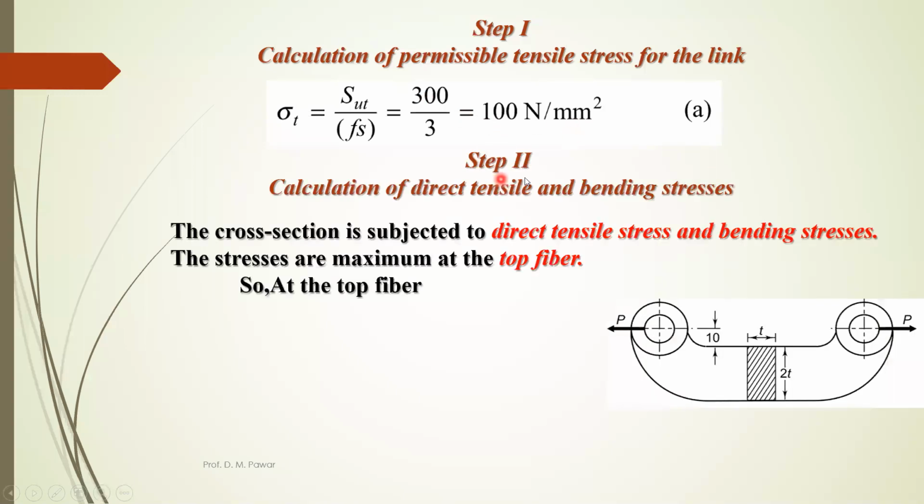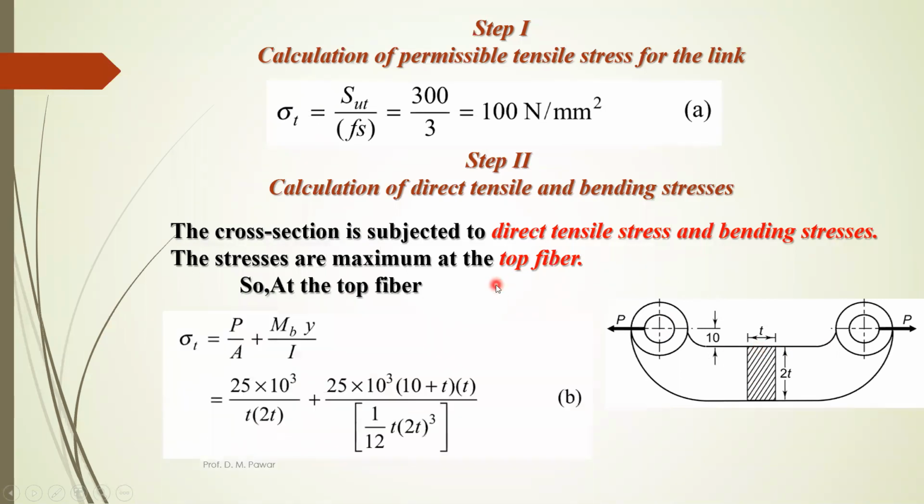Then in step number 2, we have to find the different types of stresses that can be developed on that cross section if the eccentric load P is acting. The stresses developed are direct tensile stress and bending stress. By observing this diagram, you can conclude that the component cross section will be subjected to tensile stress as well as bending stress. These stresses are maximum at the top fiber, so we have to find these two stresses separately.